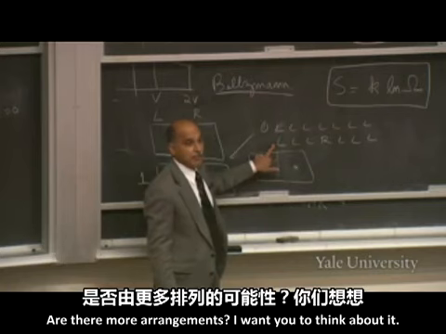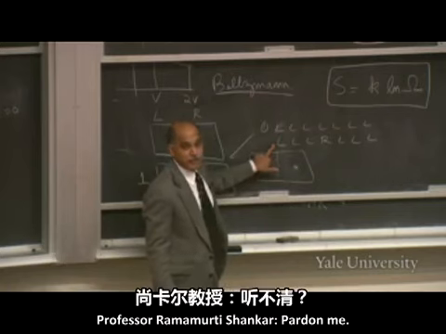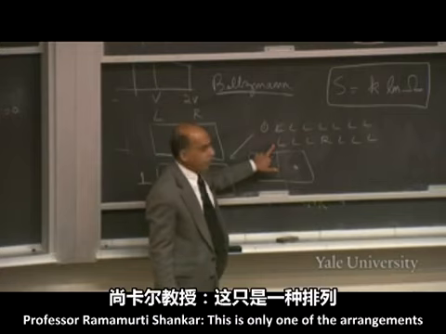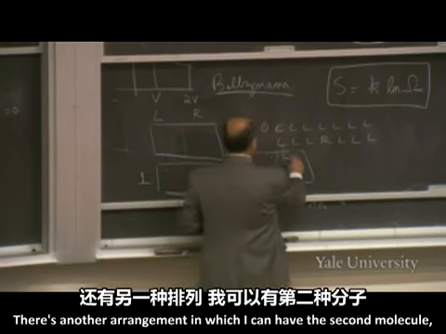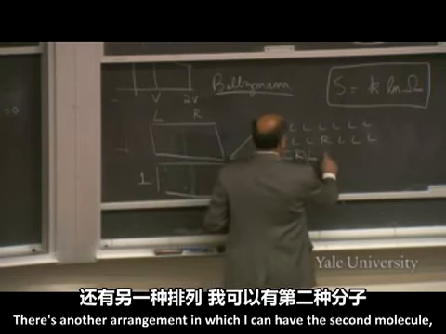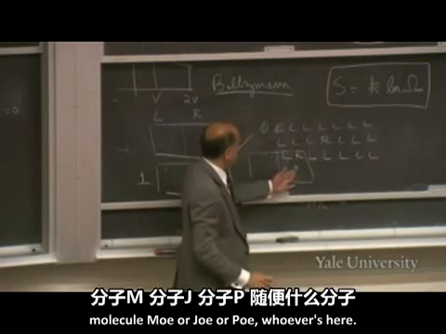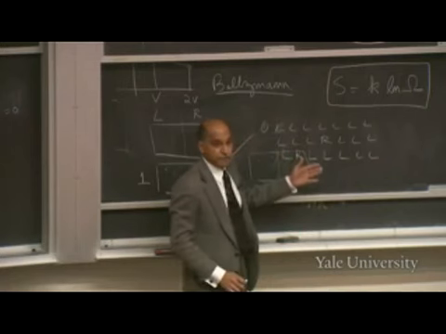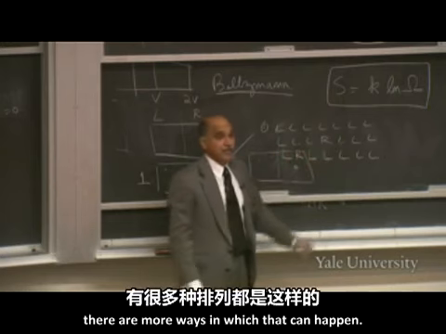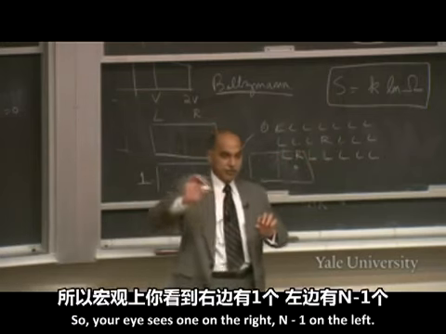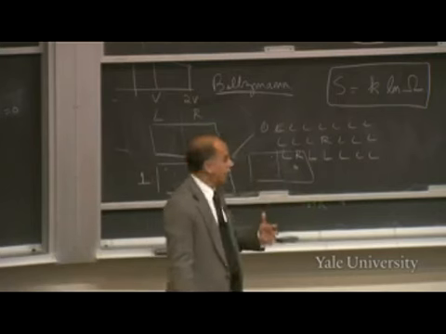I want you to think about it. This is only one of the arrangements for the molecule on the right. There's another arrangement in which I can have the second molecule, Mo or Joe or Po, whoever's here. You can pick them in n ways. Already when one is on the right, n minus 1 are on the left, there are more ways in which that can happen. So your eye sees 1 on the right, n minus 1 on the left, but there are n ways in which that can happen.